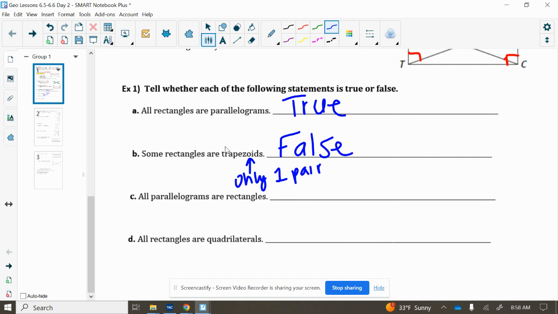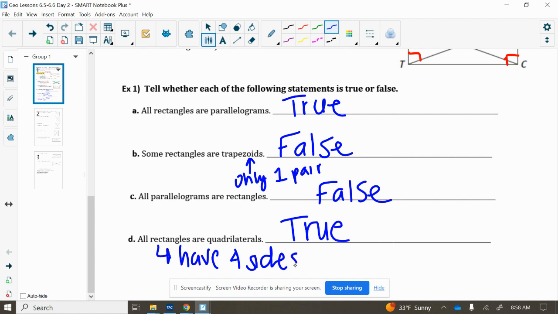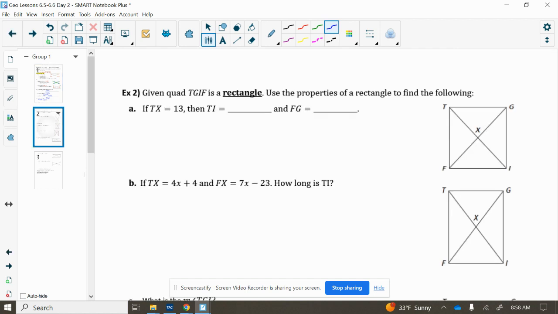Are all parallelograms rectangles? That is a false statement. All of our rectangles are parallelograms, but a parallelogram might be just a parallelogram, it might be a rhombus, and maybe sometimes it's a rectangle. Last but not least, are all rectangles quadrilaterals? Yes, that is a true statement. They have 4 sides, and that's the definition of a quadrilateral. It's having 4 sides.